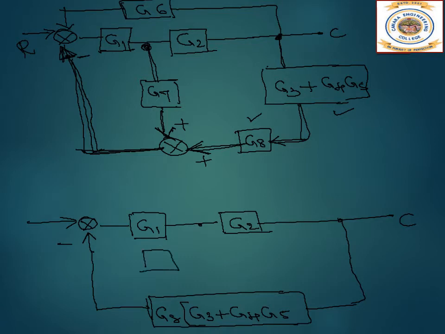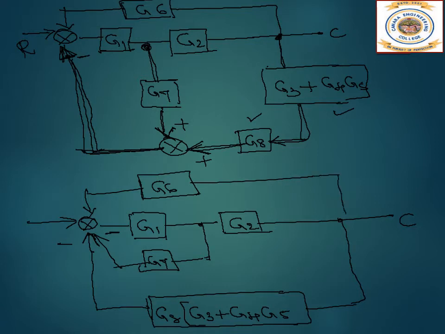So I'll draw the G7 block over here, and this is a takeoff point. And where does it go? To the same summation point. So this is also plus and minus, so this also will be minus. And G6 as it is. Okay, so this is R and this is C.